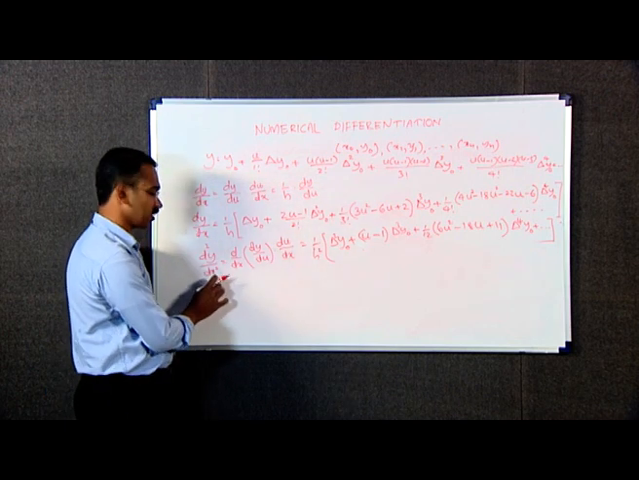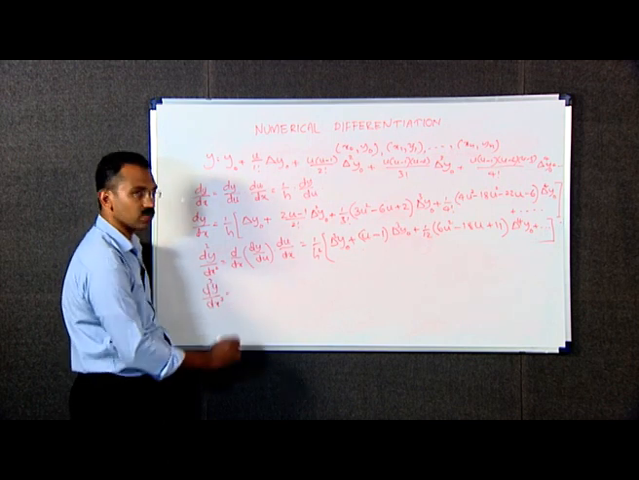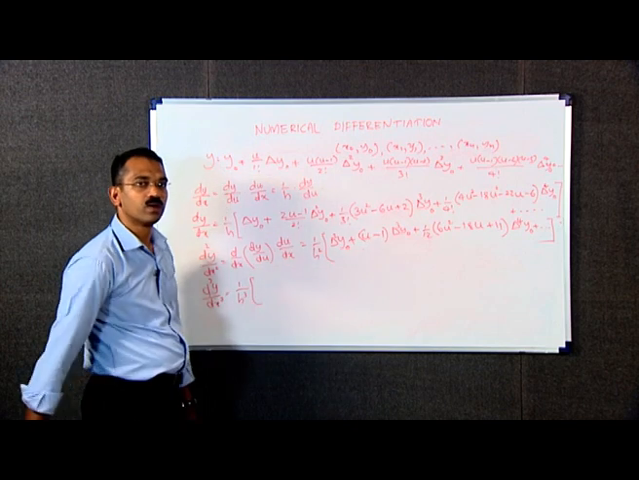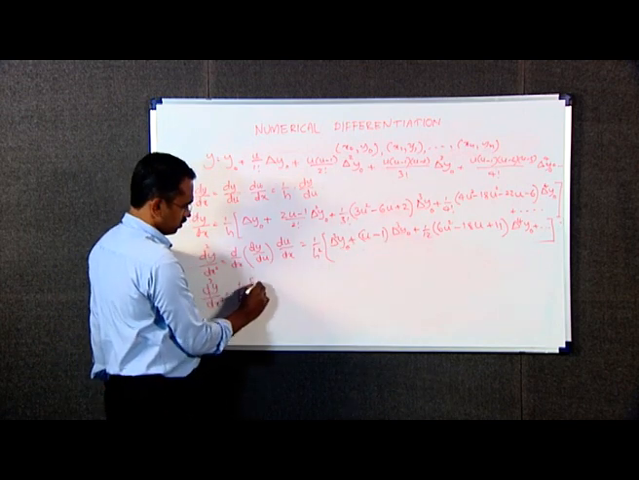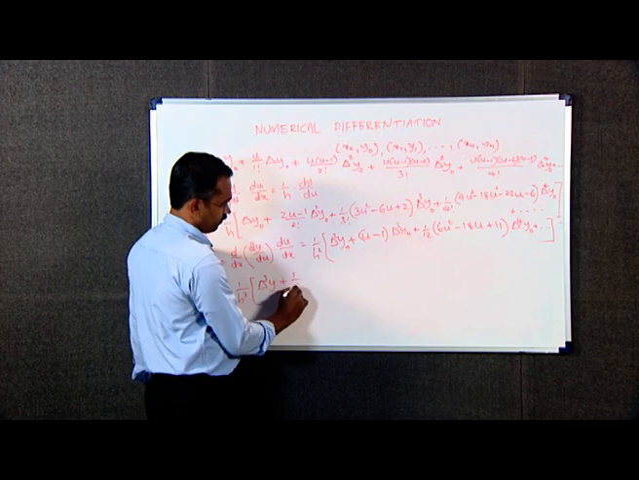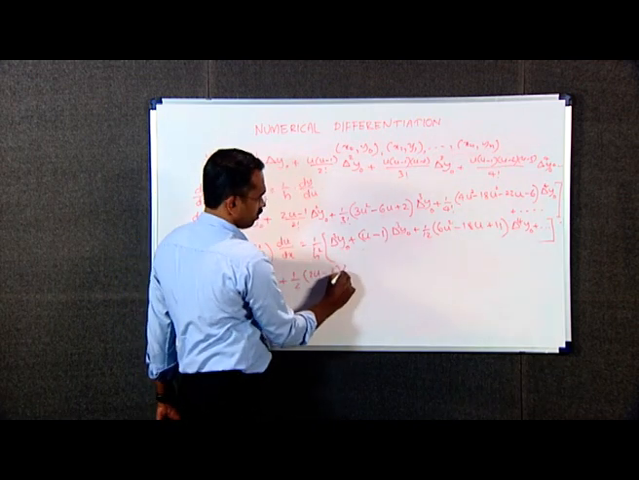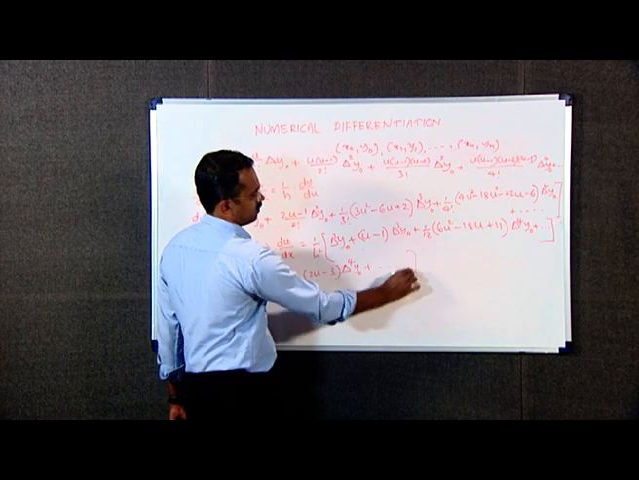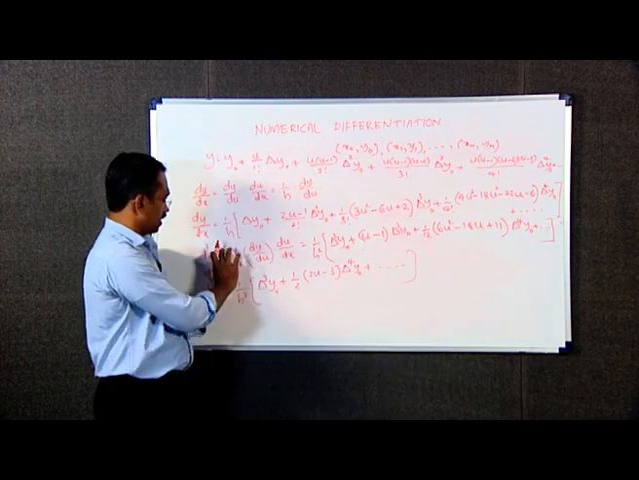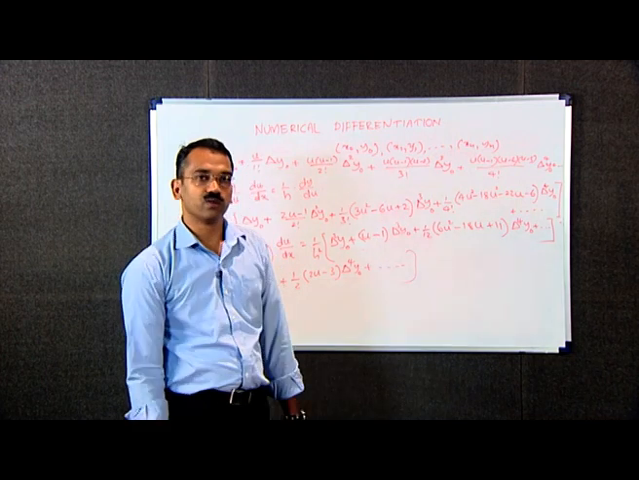Now, we differentiate once again with respect to x, and we get the third derivative as d cube y by dx cube is equal to 1 by h cube into delta cube y naught plus 1 by 2 into 2u minus 3 into delta raised to 4 y naught plus etc. This is the first derivative, this is the second derivative, and this is the third derivative. We can find the higher order derivatives also.